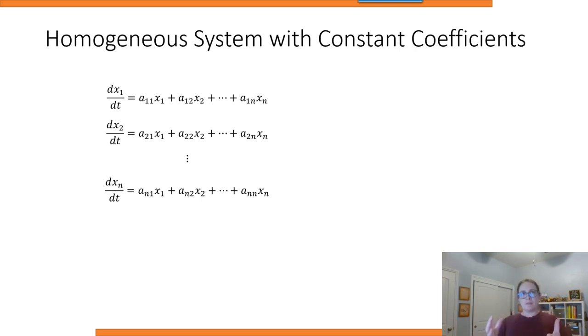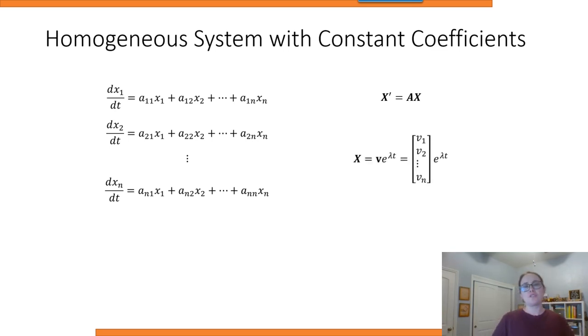And so I can rewrite this very compactly as matrices, written as x prime equals A times x, where A is the coefficient matrix, where all the a's that are multiplying by our x terms go. And then we have a column matrix x where the x1 through xn goes, and x prime would be the derivative of that x.